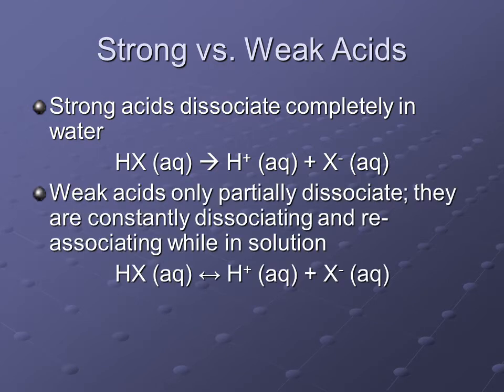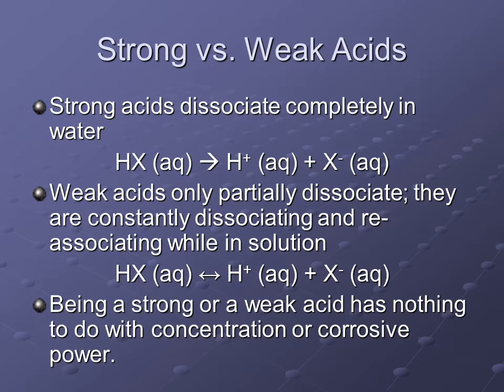So weak acids only partially dissociate. It's the same sort of dichotomy we saw with strong versus weak bases. They are constantly dissociating and reassociating while in solution. So your HX is constantly breaking up into H plus and X minus. Your X minus and H plus are constantly getting back together to form HX, sorry, HX molecules.